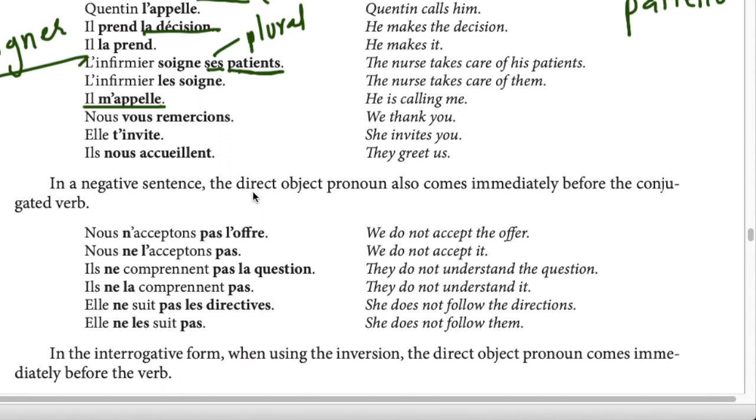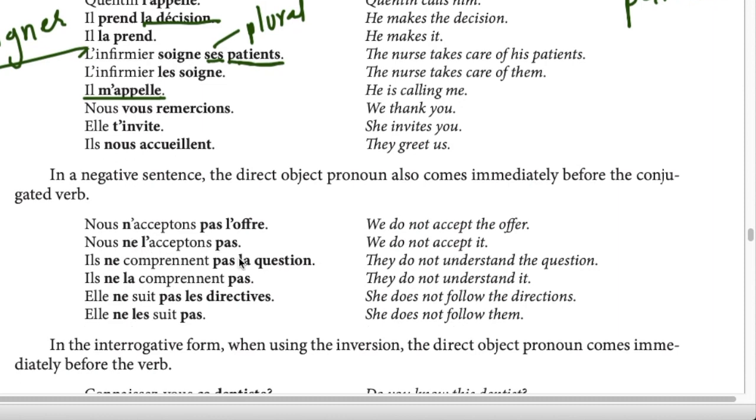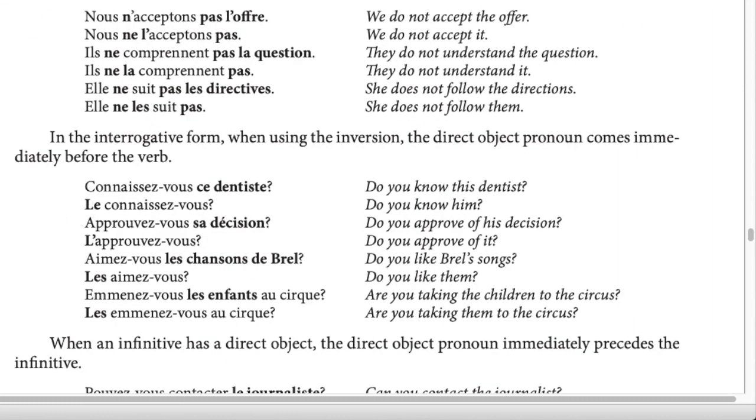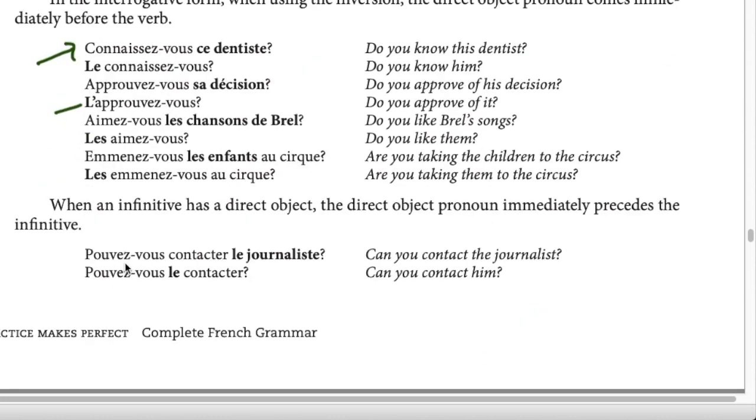In a negative sentence, the direct object pronoun comes immediately before the conjugated verb. That's simple enough. Nous ne l'acceptons pas. In inversion interrogative sentences, the direct object pronoun comes at the beginning. This is something you need to remember or practice. Okay. Le connaissez-vous? Do you know him, the dentist? Le connaissez-vous? Approuvez-vous sa décision? L'approuvez-vous? Aimez-vous les chansons de Belle? Les aimez-vous?